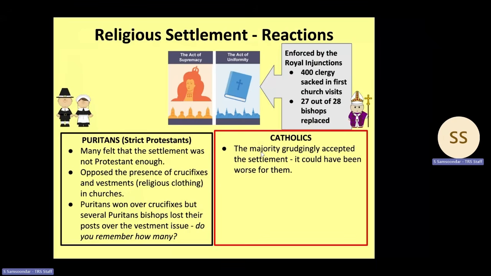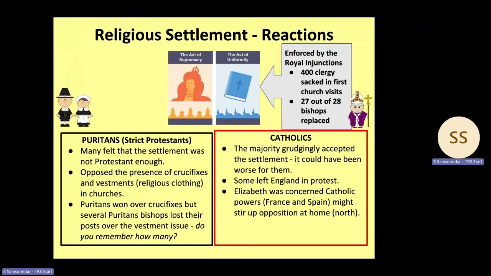Quite early on, though, in her reign, she didn't really face much issues from Catholics. The Pope was pretty quiet. He was busy dealing with Protestants in Europe. He wasn't really thinking about England that much. And as I said, most Catholics grudgingly accept the settlement. Those that just can't get on board with it, a lot of them left England in protest, so they exiled themselves.